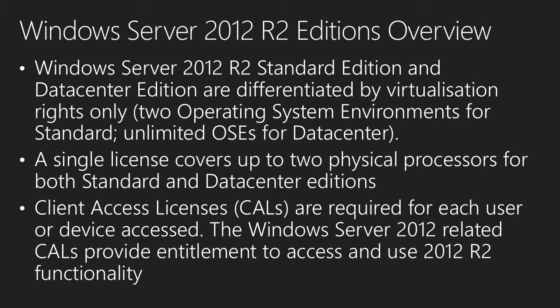So if you've got a dual proc motherboard with 2 CPUs in it, then you would be covered with 1 license. If you had a quad processor capable server but only had 2 CPUs in it today, then you'd only need the 1 license to cover the 2 CPUs, but if you were going to add an additional CPU or 2 CPUs, you'd need to make sure you did buy the additional Windows Server license to cover that. But we'll talk about that in a little bit more detail as we go through.